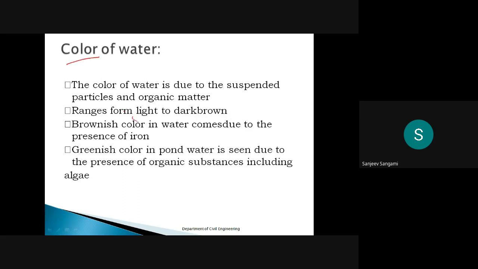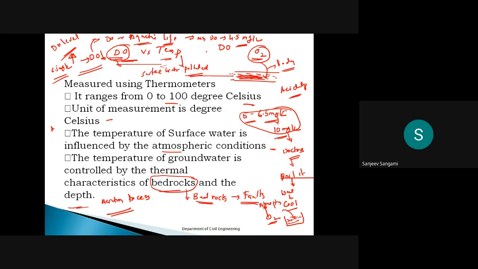The second one is the color of water. So the color of water is also very important. Then, I have not discussed the temperature. How much is optimum for drinking water? Normally, the standard says it will vary from 25 to 35 degrees centigrade. That is the optimum temperature for the best water I can use.